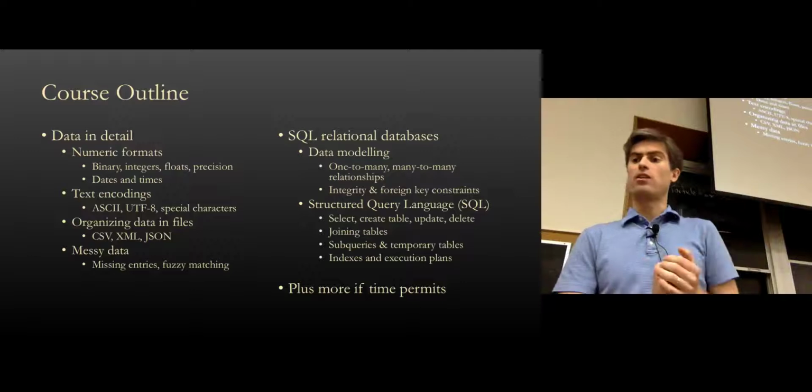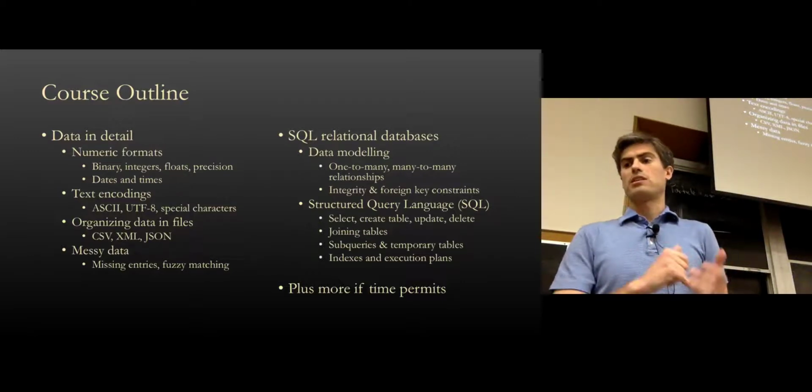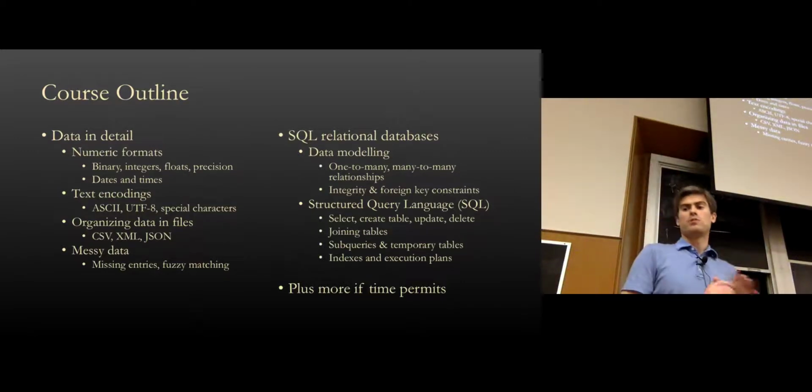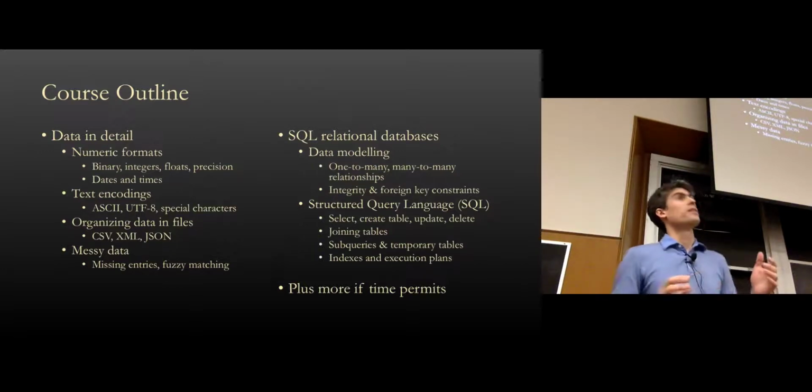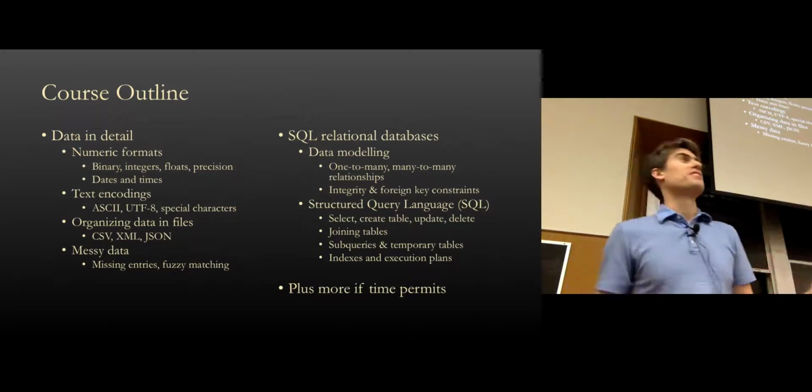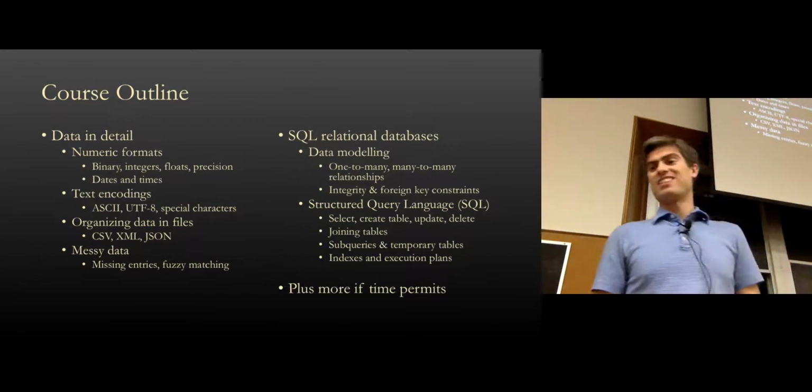We're also going to talk about text encodings, like ASCII, Unicode, UTF-8, special characters. So this is important when you're working with documents and different languages. If you want an emoji in your code, you have to not use ASCII, things like that.